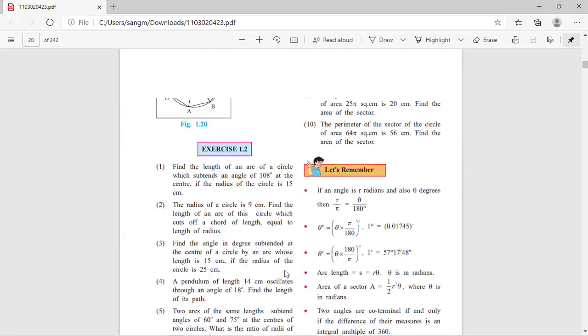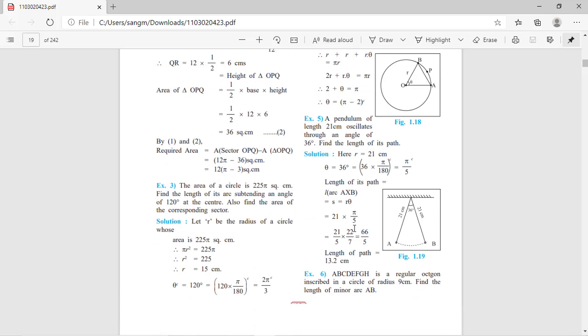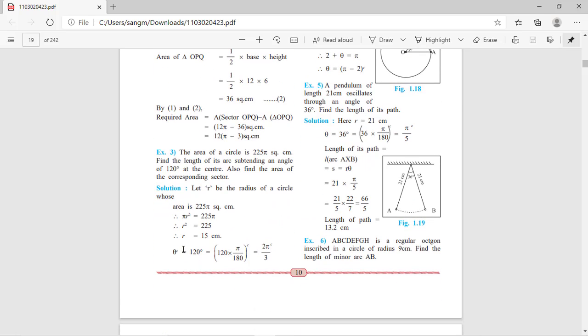See, of course the remaining solved questions are for homework. All the questions are very simple, one and the same thing they have given. If I check this question number 3, what it is saying: the area of a circle is given as pi r square. Find the length of its arc subtending an angle of 120 degree. So 120 degree is nothing but 2 pi by 3.